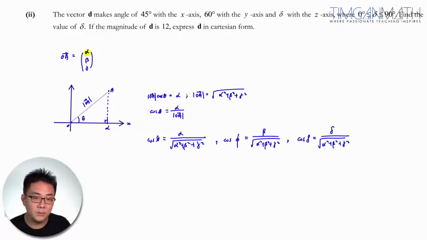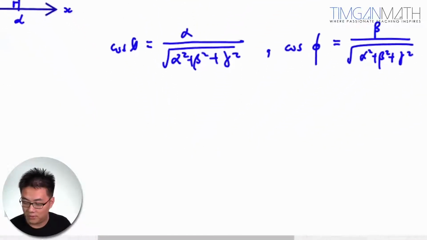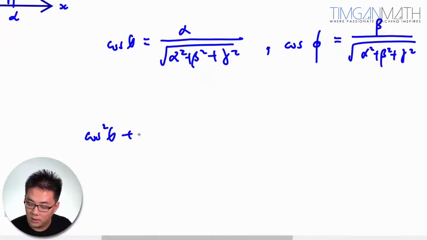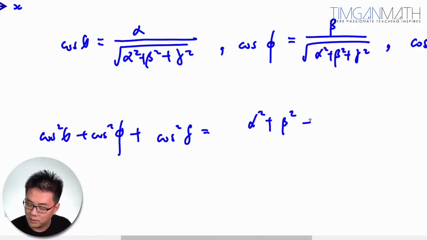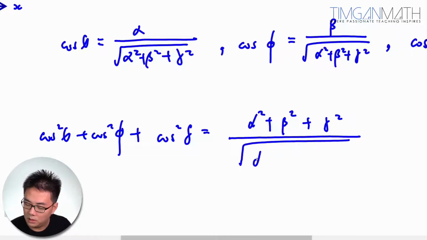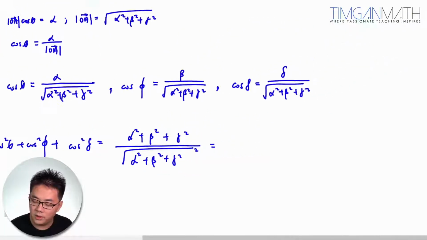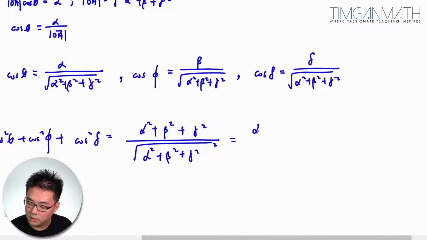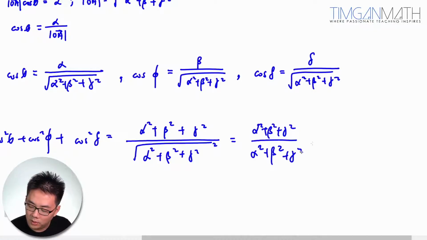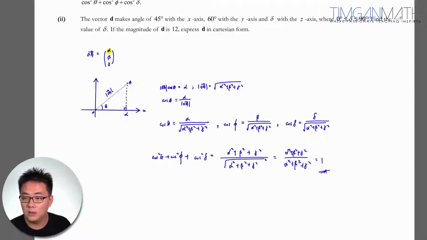Then the next part is to find the value of cosine square theta plus cosine square phi plus cosine square sigma. You square everything and add it up, and the numerator is alpha square plus beta square plus gamma square. This would just be 1, because the denominator has the same term as the top. So this is 1. Okay, so this is how you do your part 1.